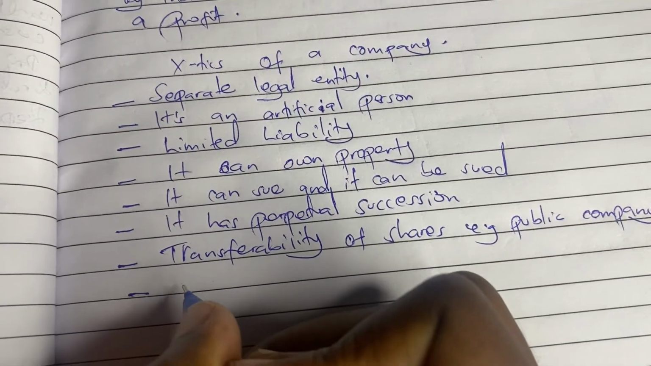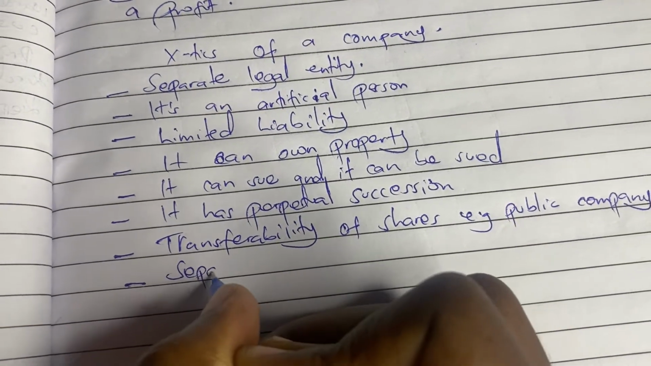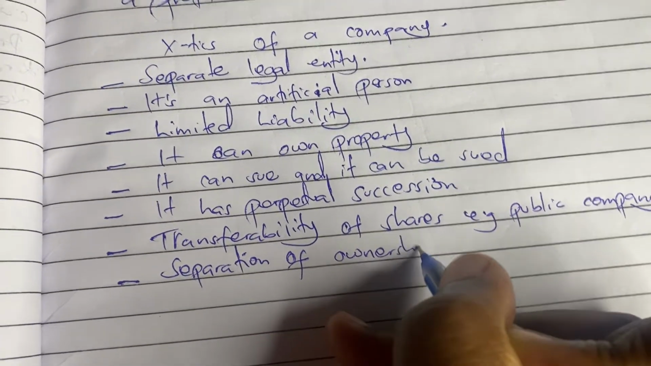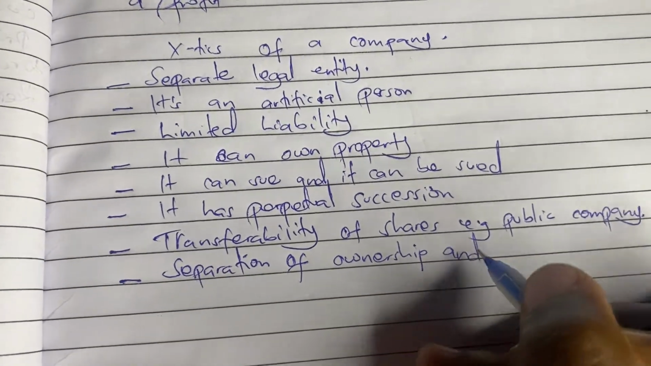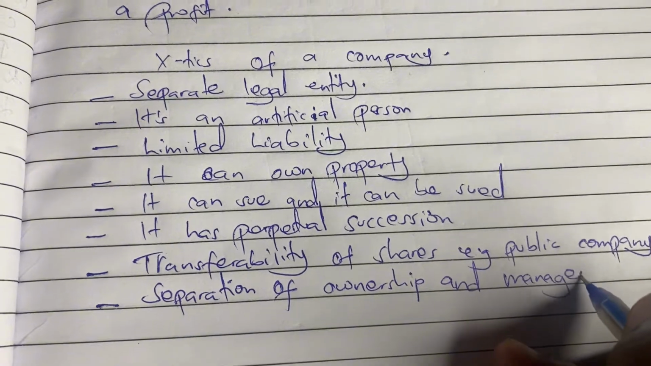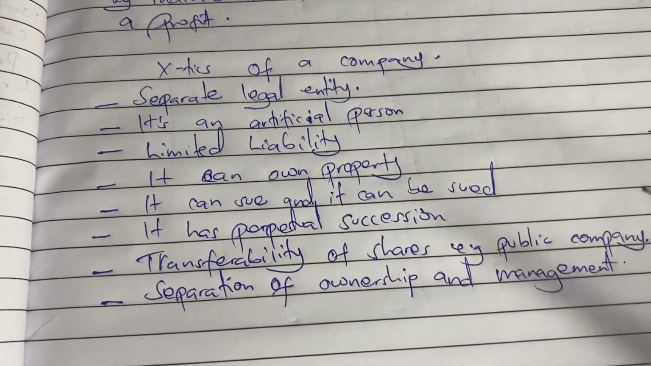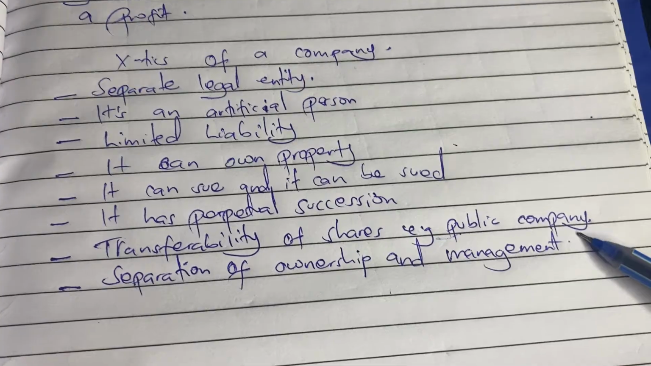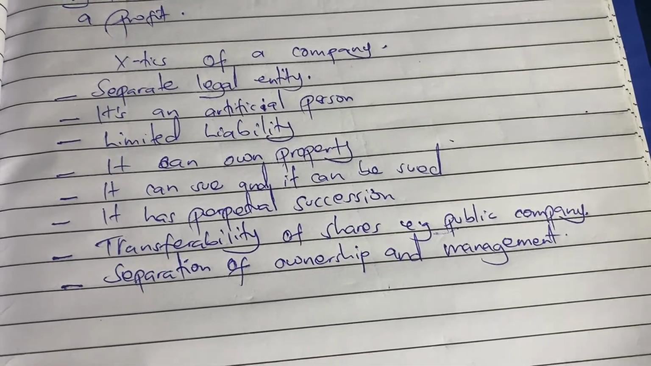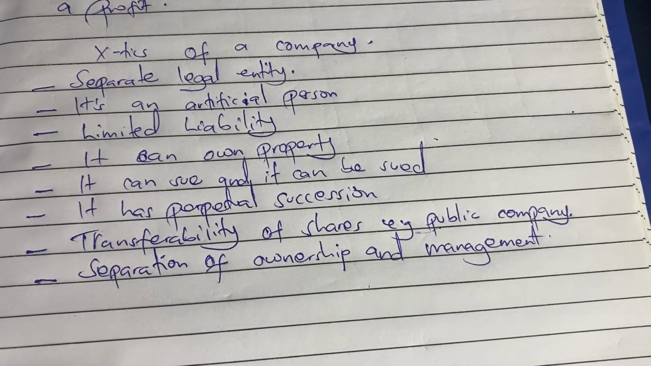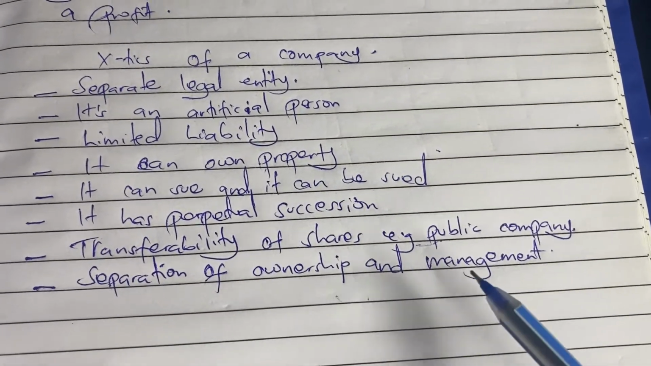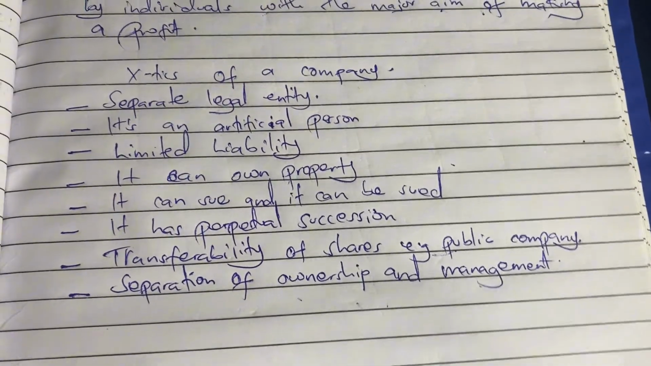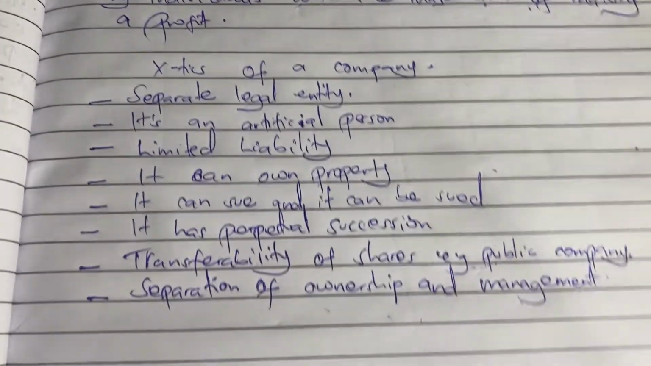Then there is separation of ownership and management. For a company, the owners are not the ones that manage the company, or they can also choose to take part, but there is always a separation of ownership and management, in that the shareholders and then the board of directors manage the company. So those are the characteristics of a company.